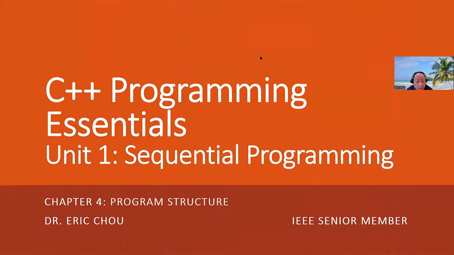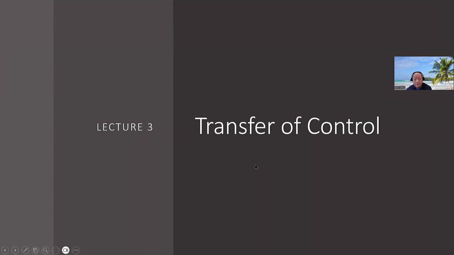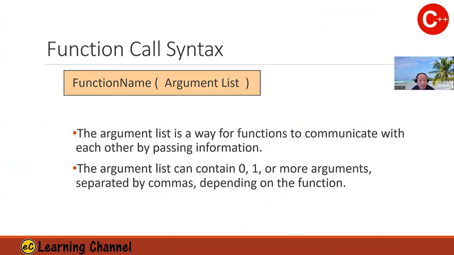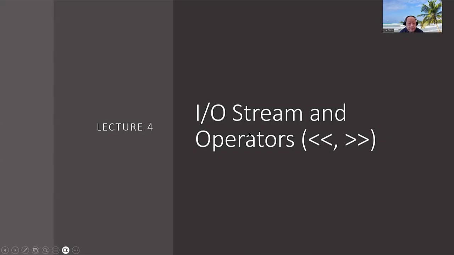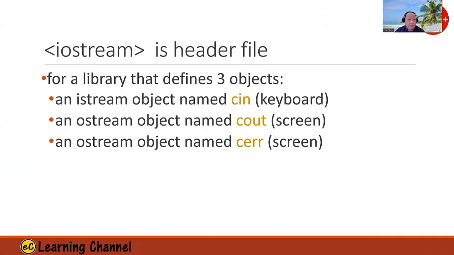Now let's continue our topic for this program structure. Transfer of control is that your program jumps to the function, runs it, and then comes back. I think everybody knows this one, so we don't waste our time on it. Next one, IO streams, insert and extract. We already talked about it. There are 3 possible IO streams: cin, cout, and cerr. cerr is for error display, usually for exceptions.